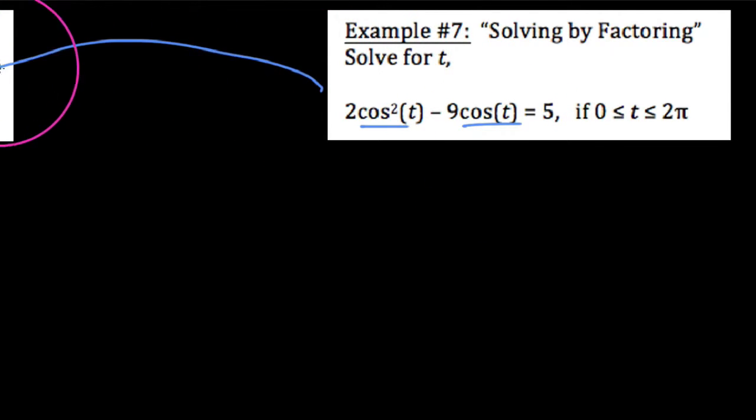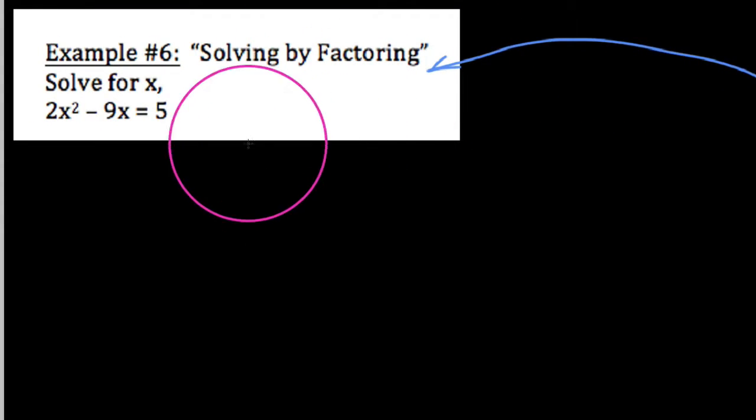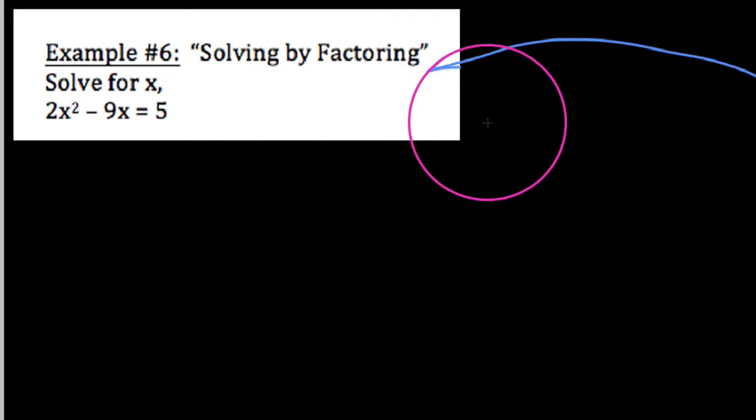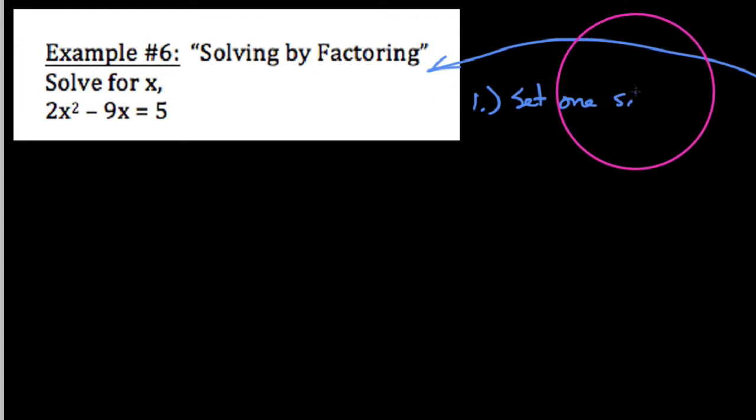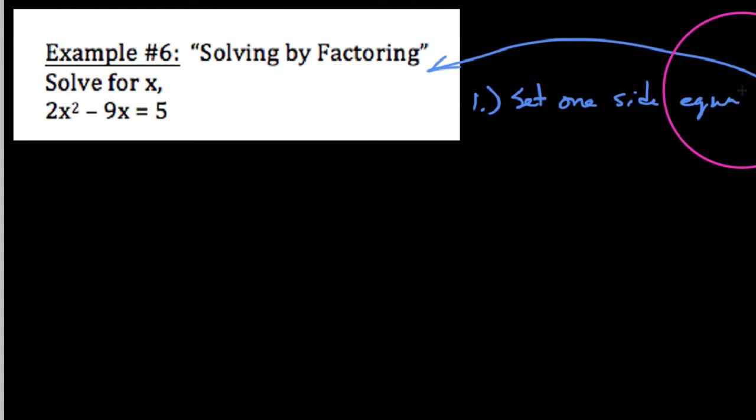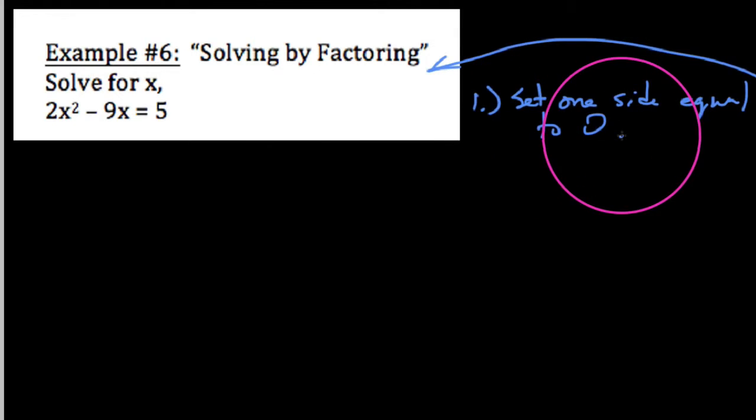fall back on a method that we learned in algebra, which is solving by factoring. So let's run through the steps here. Step one: when you solve by factoring, set one side equal to 0.